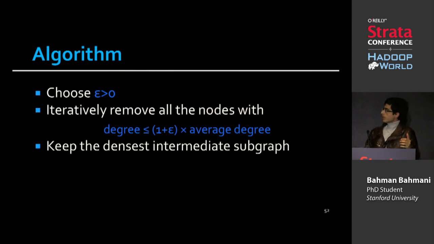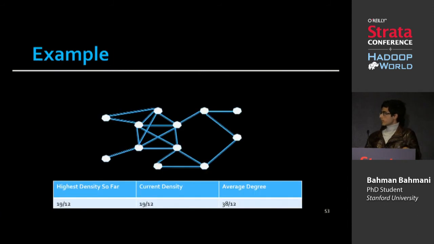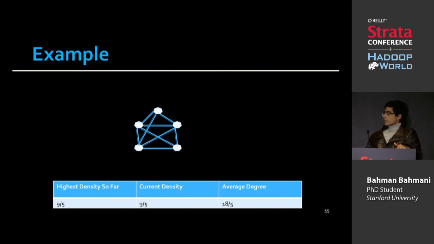And what happens is that we keep the densest intermediate subgraph that we see along the way as our approximation for the true densest subgraph. Let's see this algorithm in action, actually. So this is the graph that we saw before. The density of this graph is equal to 19 over 12. Now, we remove anything whose degree is less than the average degree. So these are these nodes, so we just remove them. So we get this subgraph. And the density of this graph is 9 over 5, and it's bigger than the density of the previous graph. So it's the highest density that we have seen so far.